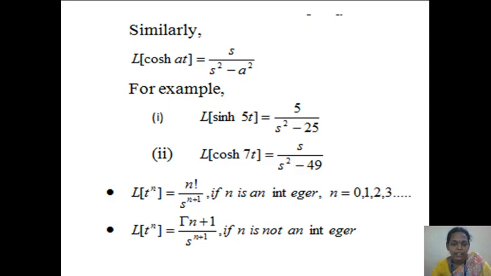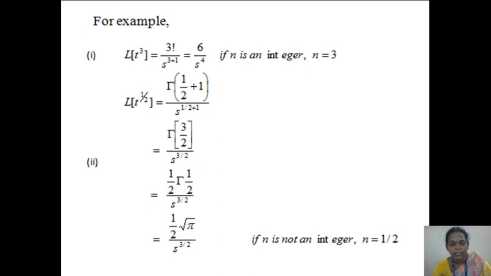Next, L of t power n is equal to n factorial divided by s power n plus 1 if n is an integer. Here n is equal to 0, 1, 2, 3, etc. And then L of t power n is equal to gamma of n plus 1 divided by s power n plus 1 if n is not an integer.